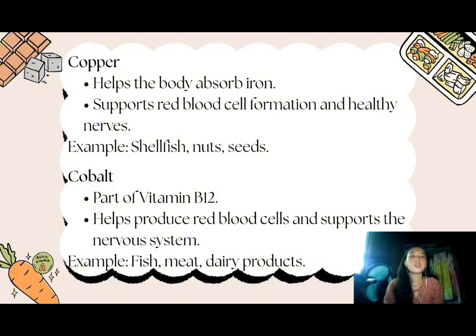Cobalt, part of vitamin B12. It helps produce red blood cells and support the nervous system. Cobalt can be found in fish, meat, and dairy products.